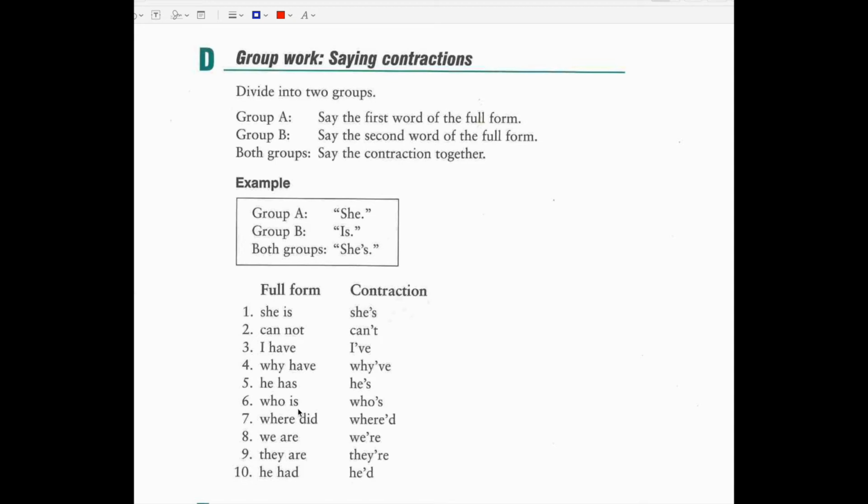Who is, who's. Where did, where'd. We are, we're. They are, they're. He had, he'd.